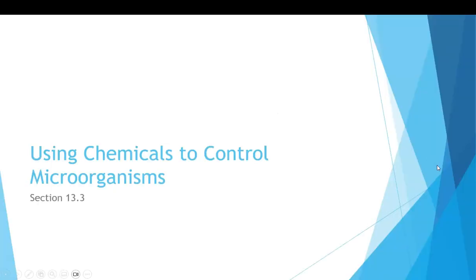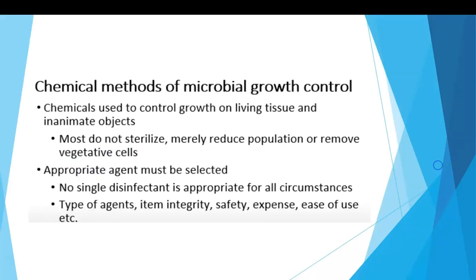So now you have learned about physical control. Let's talk about the chemicals that we use to control microorganisms. There are a lot of chemicals that we use for different reasons and for different objects. We usually use chemicals to control growth on living tissue, or we can use them for inanimate objects.